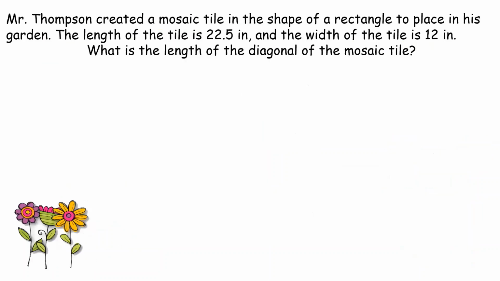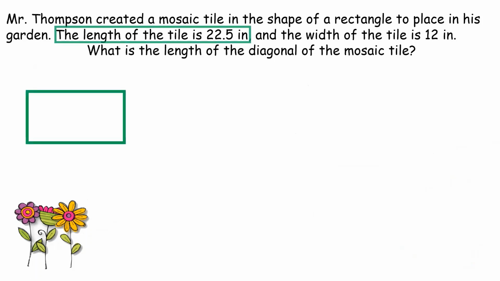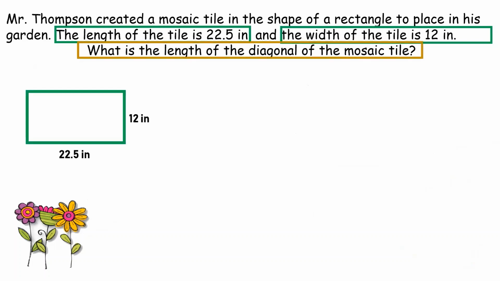Mr. Thompson created a mosaic tile in the shape of a rectangle to place in his garden. The length of the tile is 22.5 inches and the width of the tile is 12 inches. What is the length of the diagonal of the mosaic tile? We want to draw the shape first. We know that we are talking about a rectangle where it has a length of 22.5 inches and a width of 12 inches. We are looking for a diagonal. Therefore, I will let this arrow represent the diagonal of that rectangle.